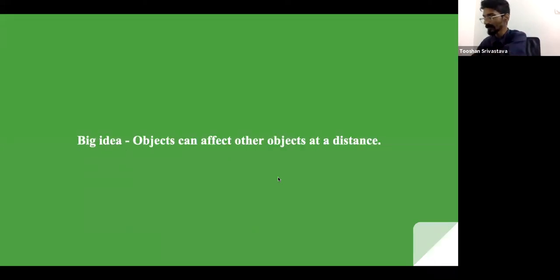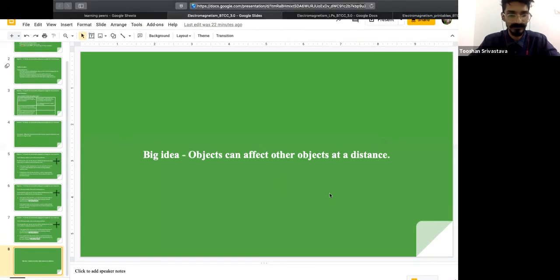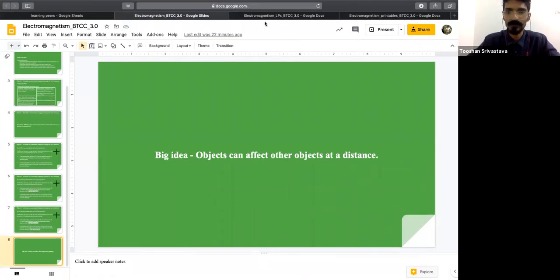And the big idea that is at the center of all of these, I am not sure if all of you have been able to engage with the asynchronous content, but this is one of the biggest pieces of the asynchronous content this week, the whole concept of having a big idea. And the big idea at the center of this is that objects can affect other objects at a distance. All right, so I'm going to stop sharing my screen. And this brings us to the end of today's lesson.